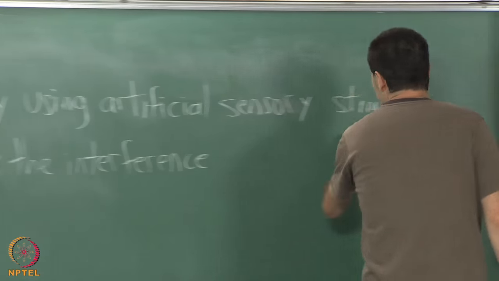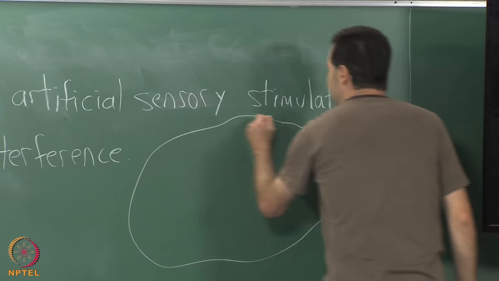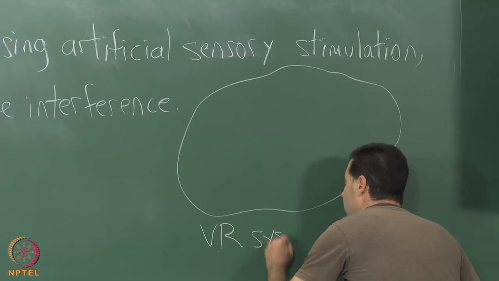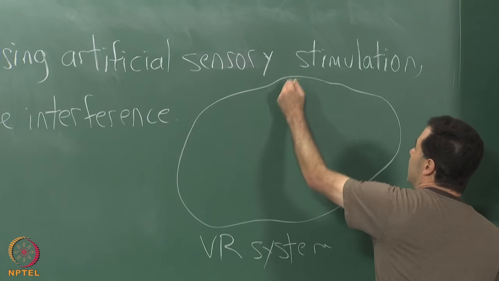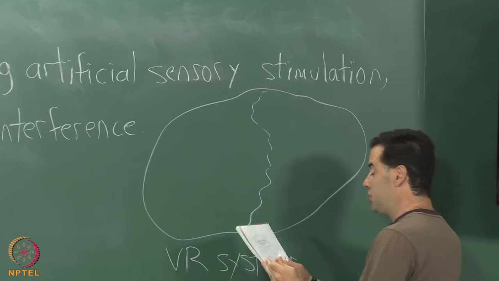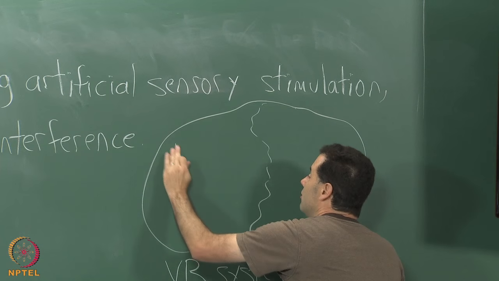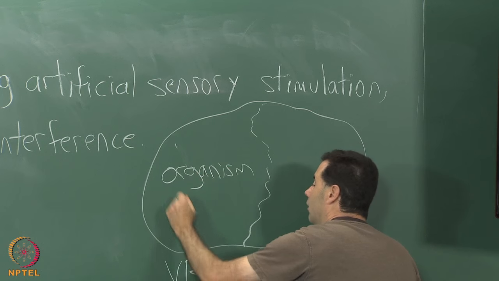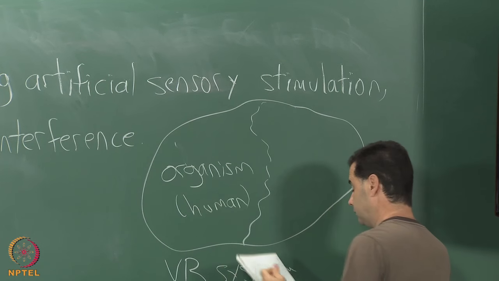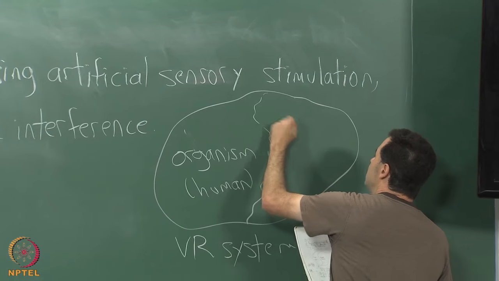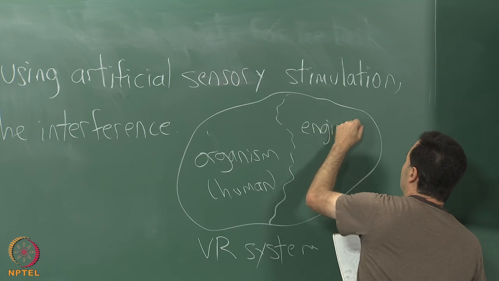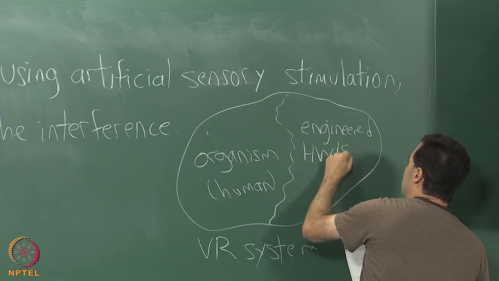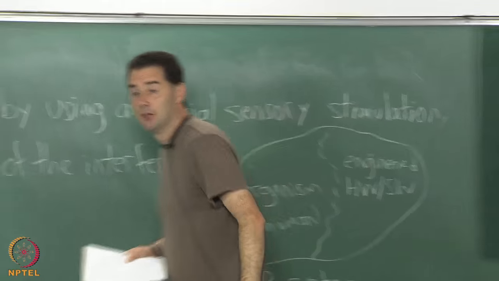And you know, when I think of a VR system, if I draw kind of a blob and I call this a VR system, I like to think that it splits into two halves. There's the human part, or I'll say organism more generally to fit my definition. And then this engineered part, engineered hardware and software. All right, so this is coming together.